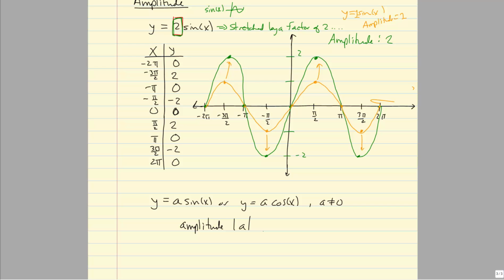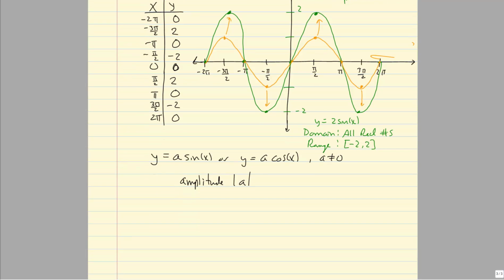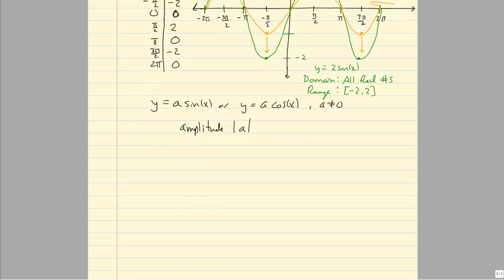So this is an example of an amplitude change. And plotting points and knowing your unit circle is very, very important. So for this one, in the green graph, the domain has not changed, all real numbers. But the range has changed. The range has changed to -2 to 2. Again, that's the y equals 2 sine of x graph. The regular range was just -1 to 1. So that's an example of an amplitude change.